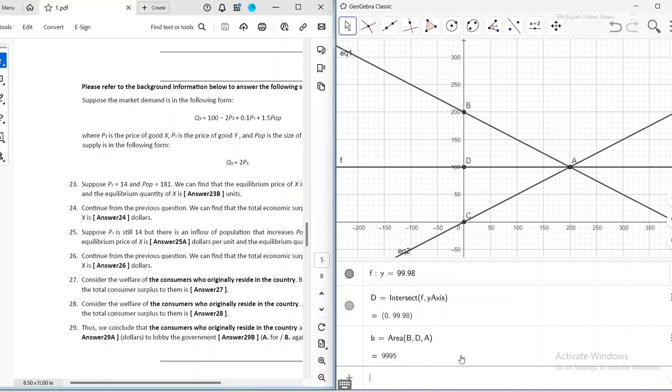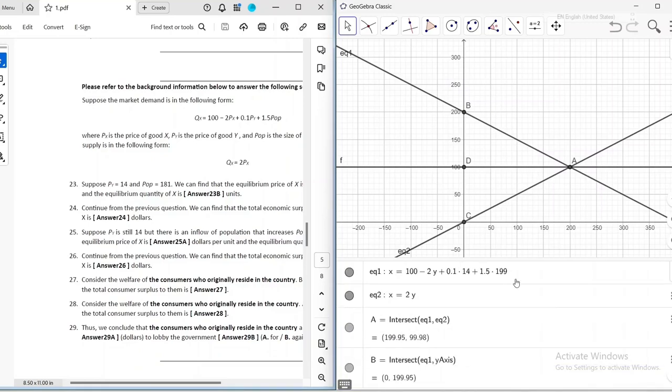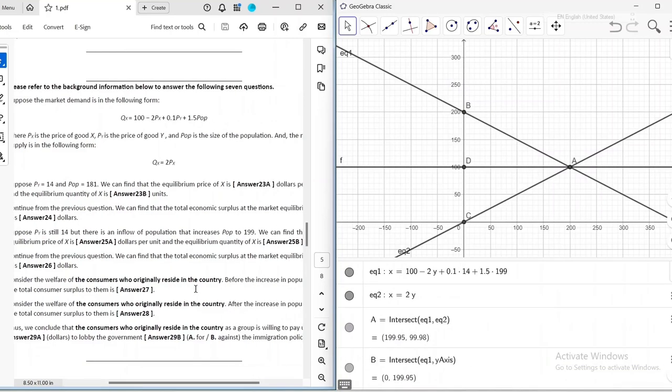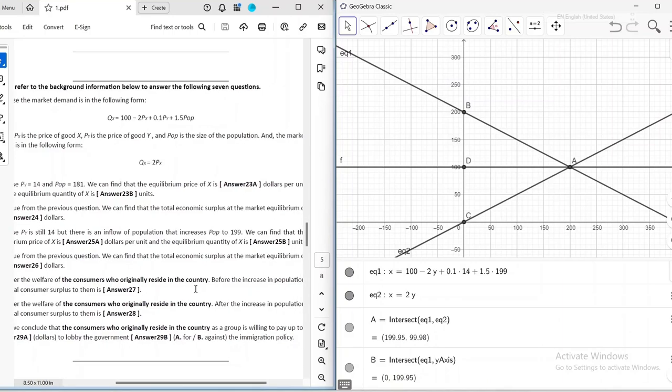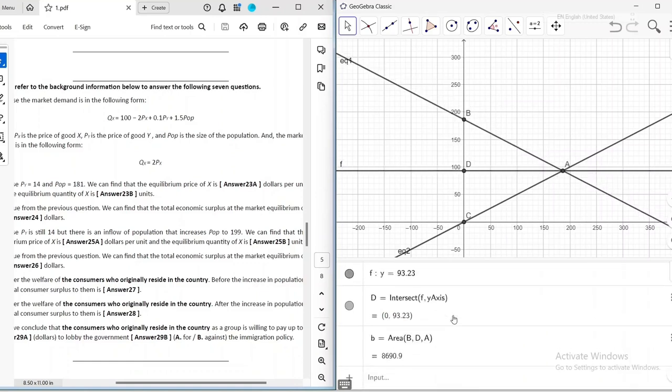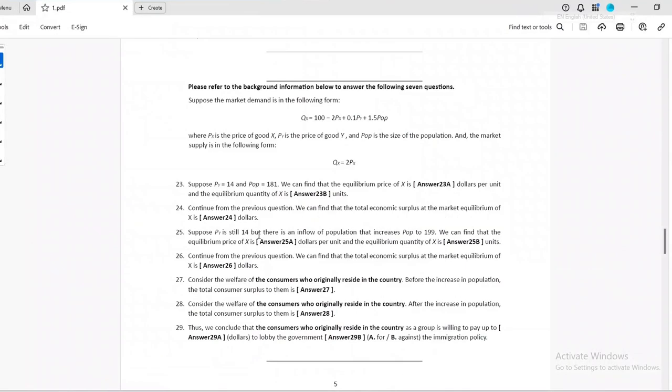Did I do some mistake? I think I did a mistake. Okay, so this is before increase in population, right? So let me change here 181. Okay, so now you can see this is 8,690.9. So this is the consumer surplus. Okay, so this is the answer for question number 27, before the increase in population.